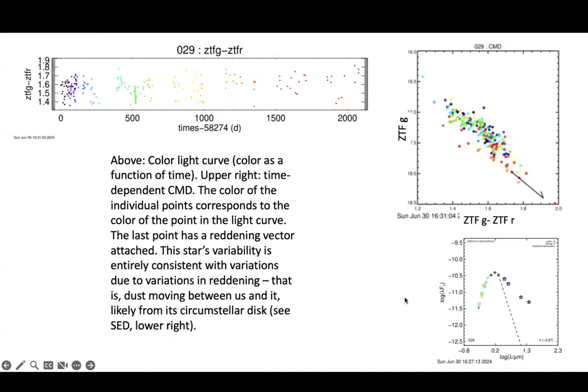And then here's an example of the time-dependent color magnitude diagram, G versus G minus R. Here's the SED for that. So it's got a disk, and that's consistent with reddening.